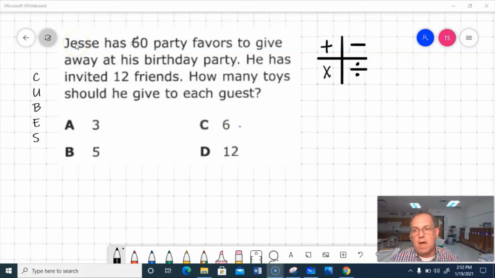Okay, we're going to work on a guided practice problem here. Follow along as I read. Jesse has 60 party favors to give away at his birthday party. He has invited 12 friends. How many toys should he give each of his guests?